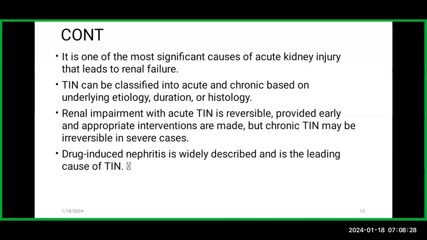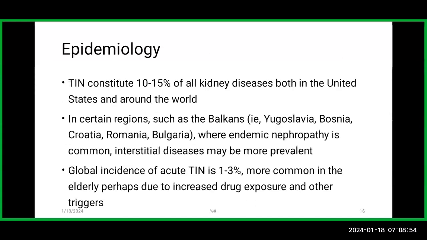But then the histology subsequently shows that there is scarring, atrophy, and dilation, which is in keeping with chronic tubular interstitial nephritis. Renal impairment with acute tubular interstitial nephritis is reversible, provided early and appropriate intervention is made. But chronic TIN may be irreversible in severe cases. Drug-induced nephritis is widely described and is a leading cause of TIN. So, epidemiology: TIN constitutes about 10 to 15% of all kidney disease, both in the United States and worldwide.